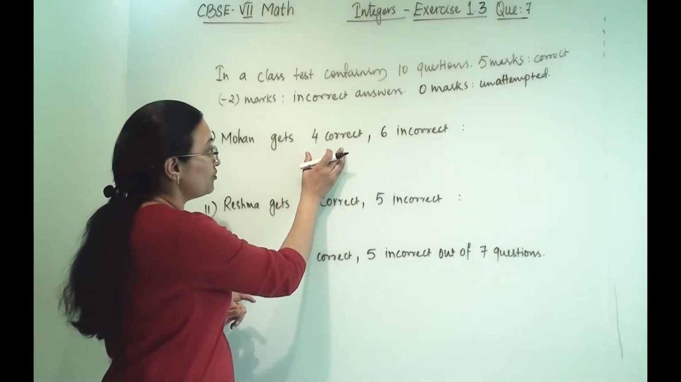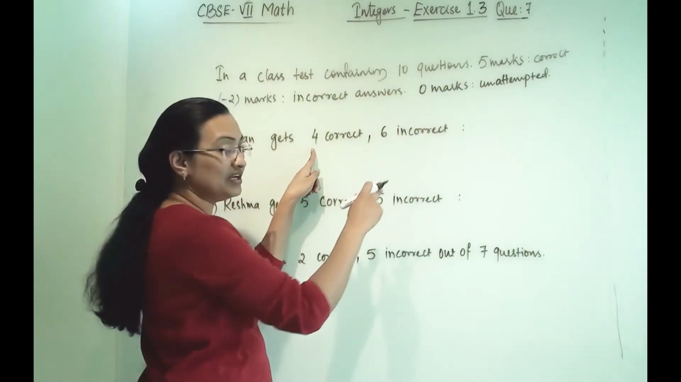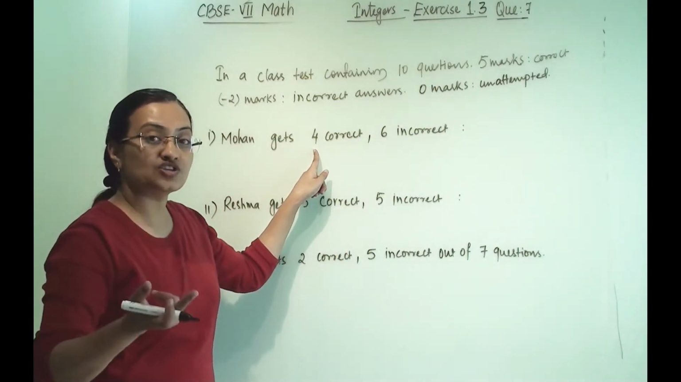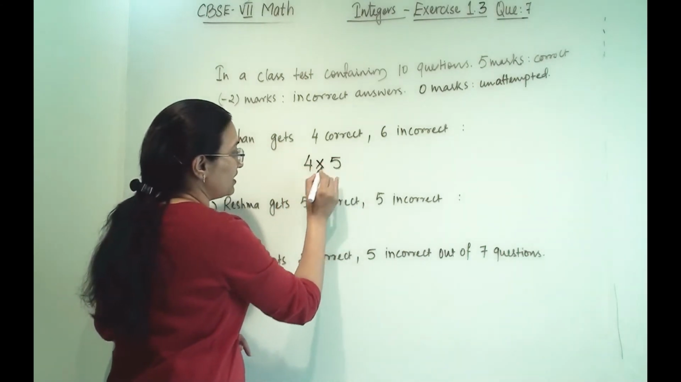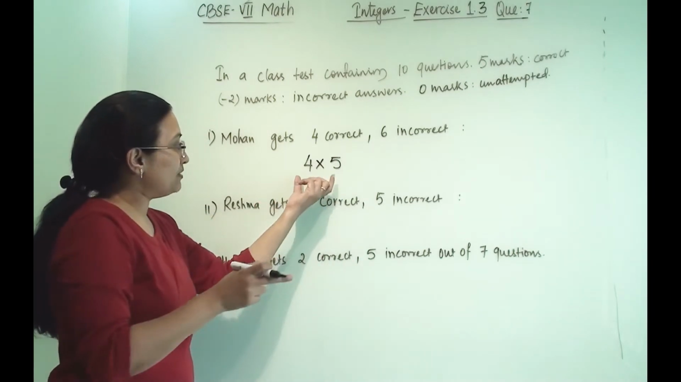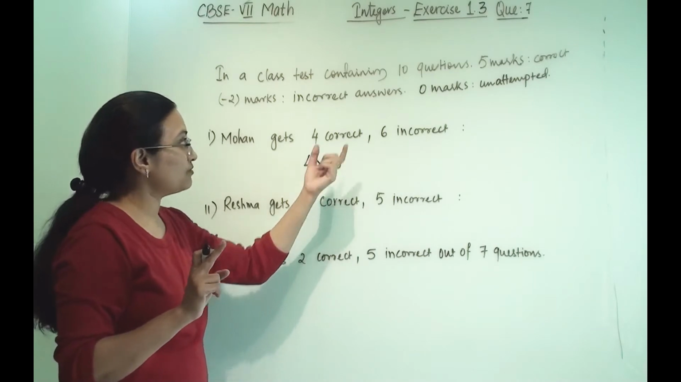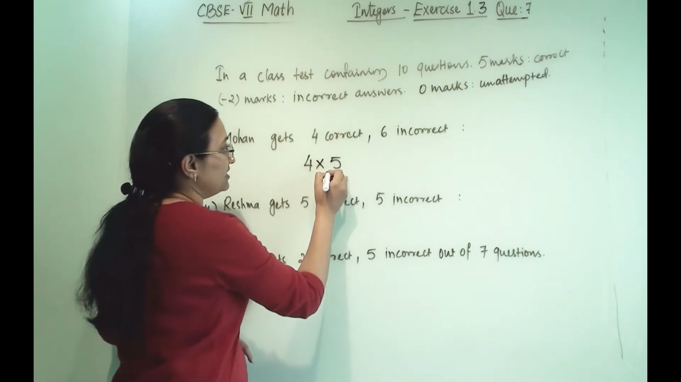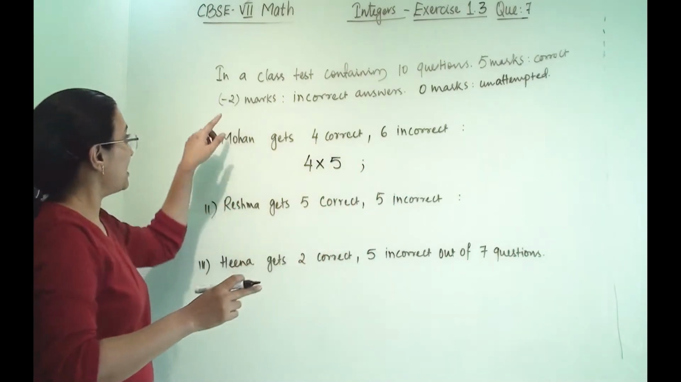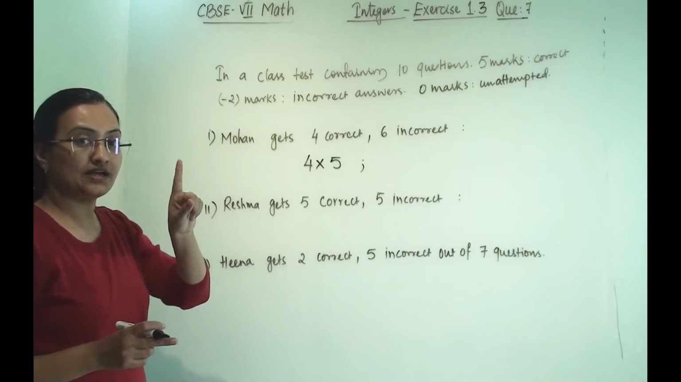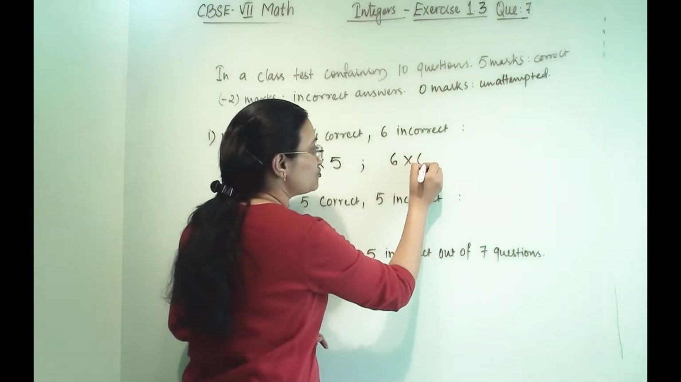So here for 4 correct, we are multiplying this 4 with 5 marks. Then only we can calculate how much Mohan has scored. So 4 into 5. In a way we are multiplying with the mark of one answer. This is correct, so we are multiplying with 5. Then 6 incorrect. When it is incorrect, we have to deduct 2 marks. For one incorrect answer, we have to deduct 2 marks. So let us multiply minus 2 with 6.